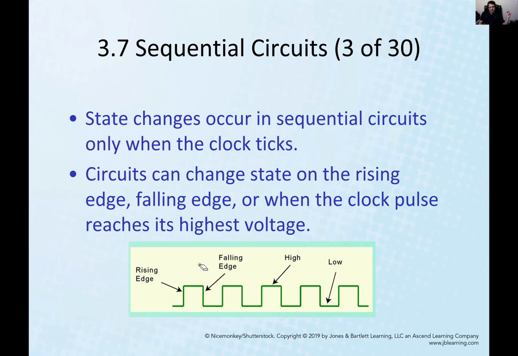The state changes only when a clock ticks. So you see how many times the clock ticks here? 5 times. So a state can be changed 5 times with these 5 clock cycles. The state, depending on the circuit, can be changed in a rising edge of each clock. The state can be changed in a falling edge. The state can be changed in high level, when the clock is high. The state can be changed in low level, when the clock is low.